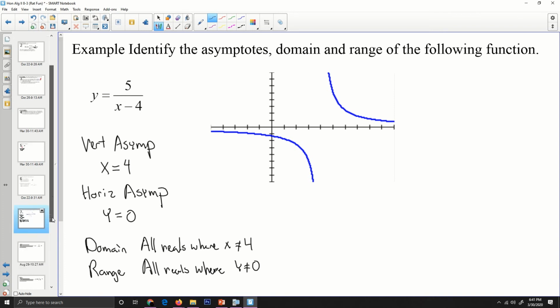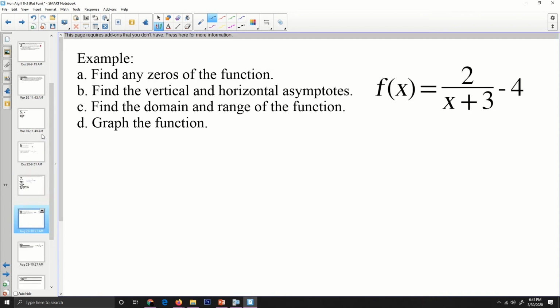All right, let's look at another example here. Find any zeros of the function. Now that's a little bit different. We haven't done this for a while, so let's review. What is a zero of a function? A zero of a function is a value for x that makes the function equal to 0.